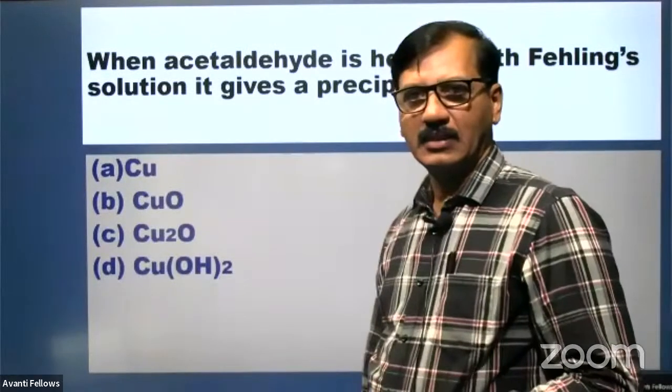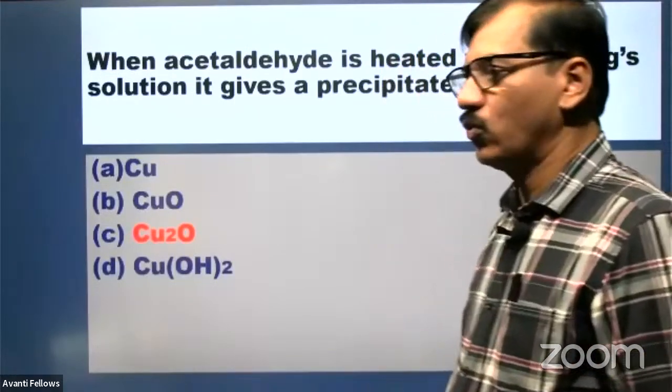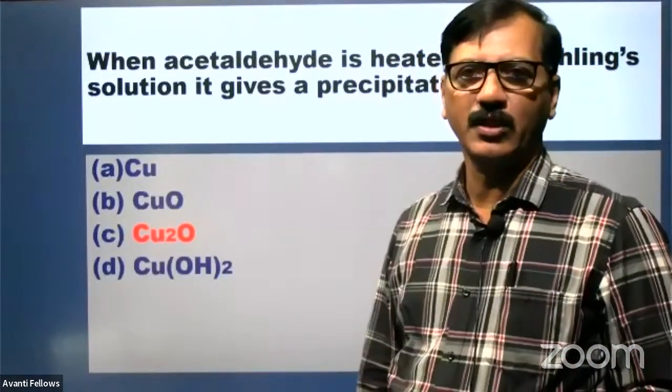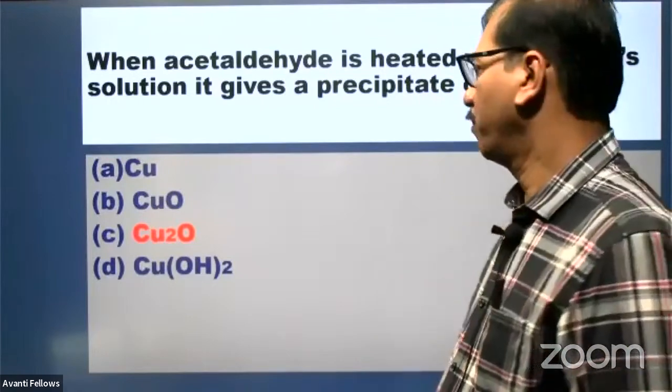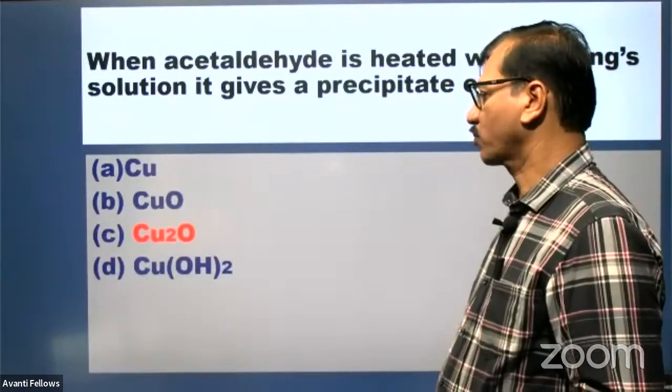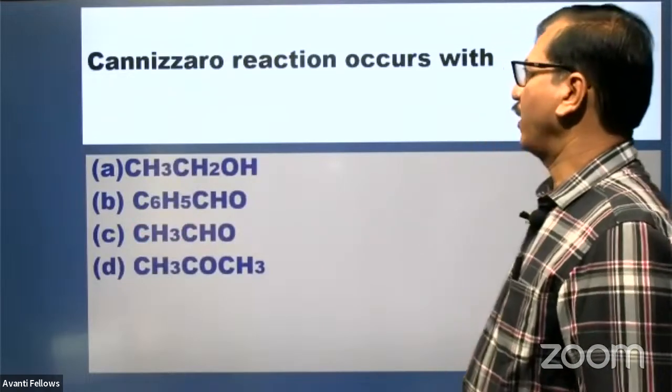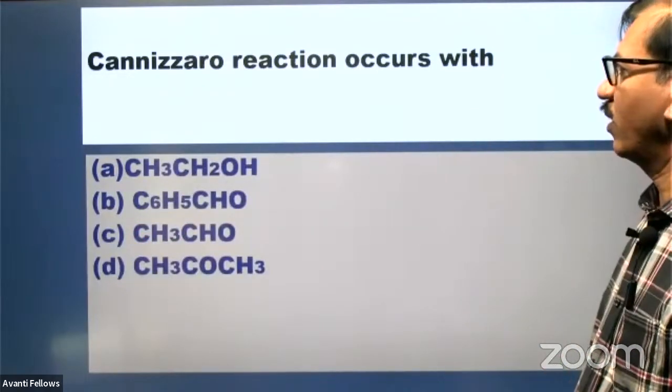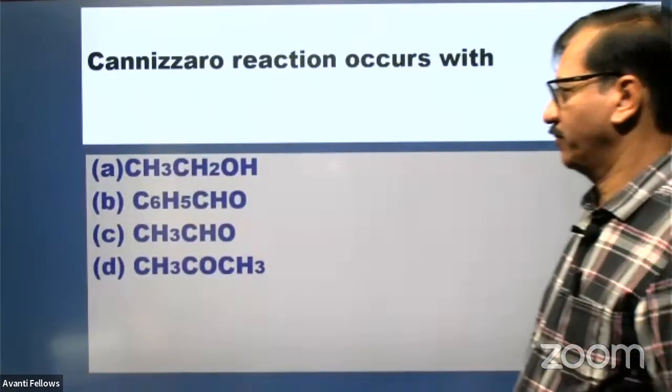It is Cu2O. Remember, it is Cu2O, right? Brick red precipitate, Cu2O, not CuO. The Cannizzaro reaction occurs.